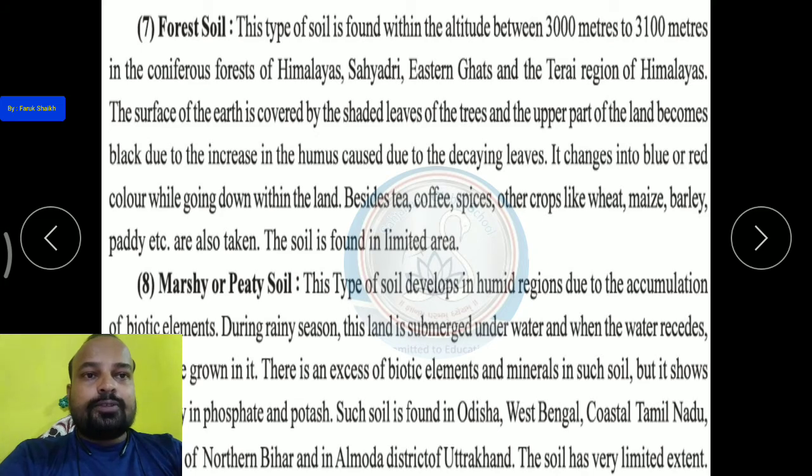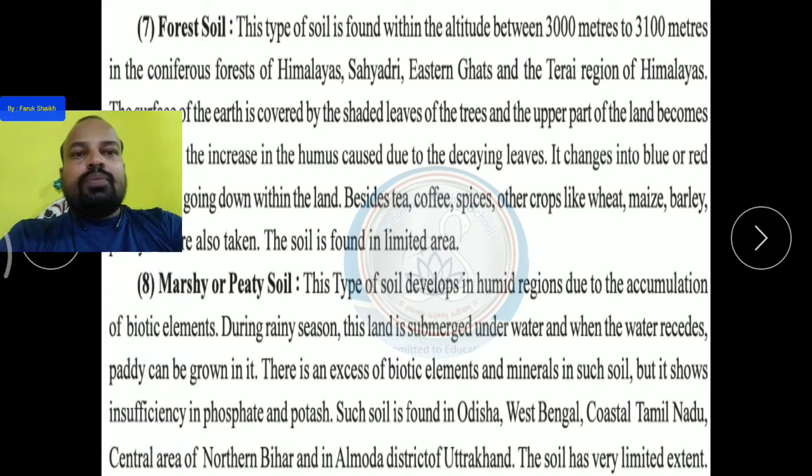Besides tea, coffee, and spices, other crops like wheat, maize, barley, paddy, etc. are also grown in this soil, which is found in a limited area. Okay, and these types of crops, tea, coffee, and spices, need very little rain. Less water. There should not be stuffed water at the roots. So that is why these types of crops are grown in the forest region.